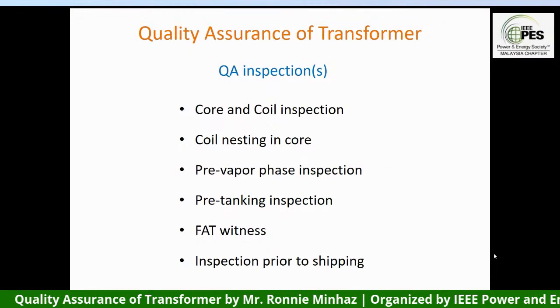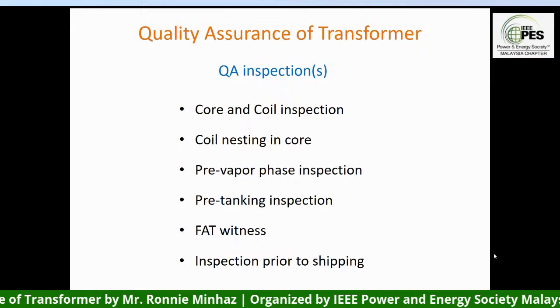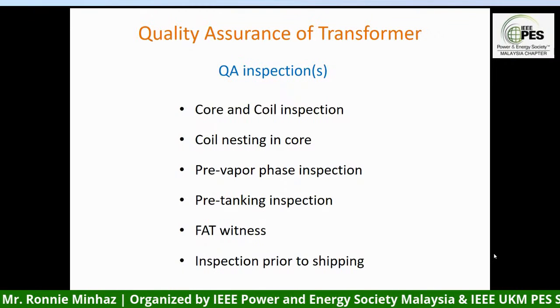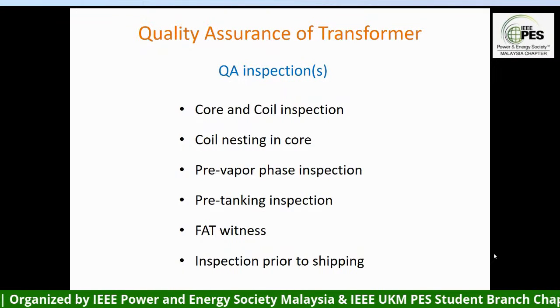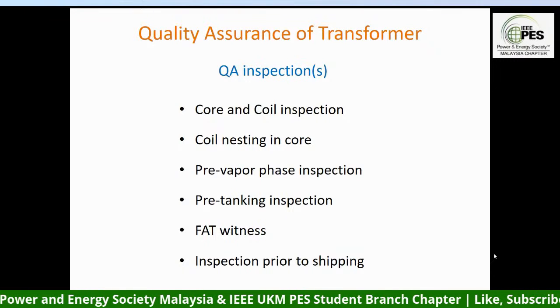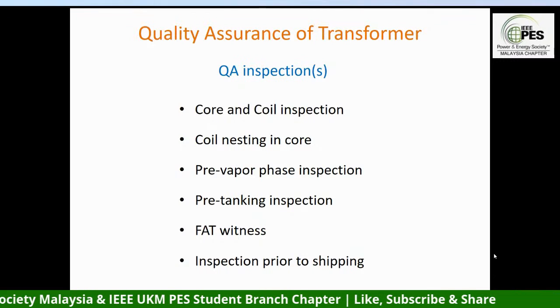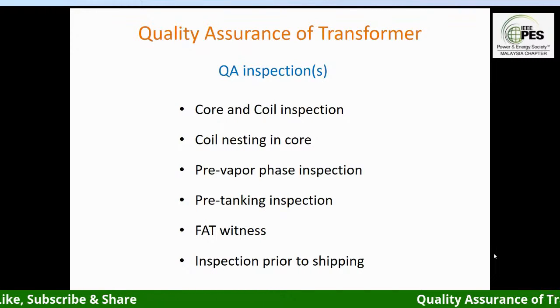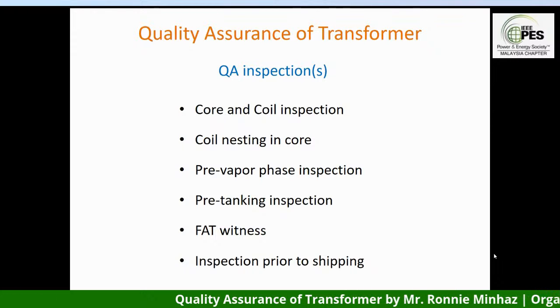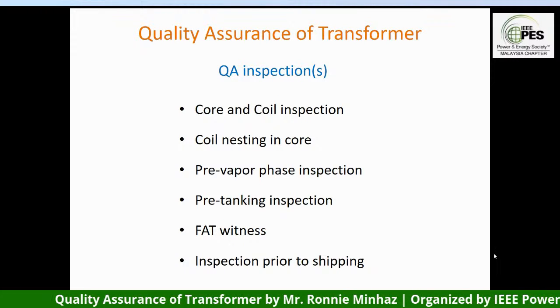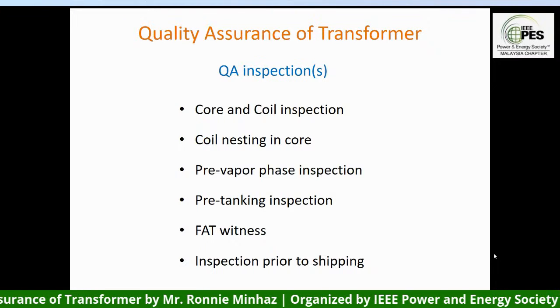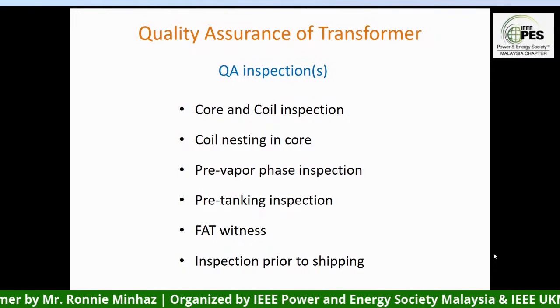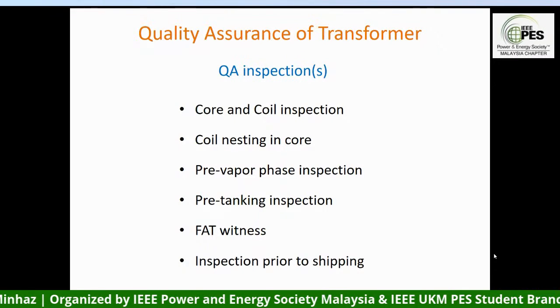Now you can have QAQC inspection. You can have core and coil inspection, core nesting inspection, pre-paper facing inspection, pre-tanking inspection, factory acceptance test witness, and inspection prior to shipping. Now that depends on which ones you take, whether you're going to have all six inspections, or four, or three. It depends on what you noticed in the factory when you did the factory auditing.